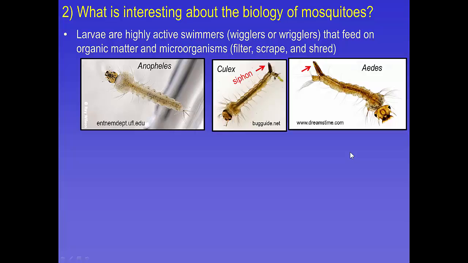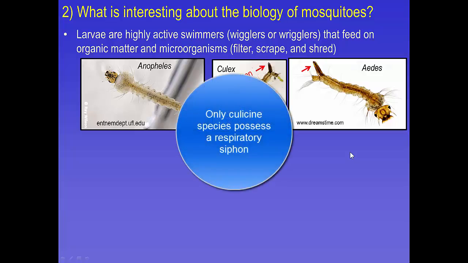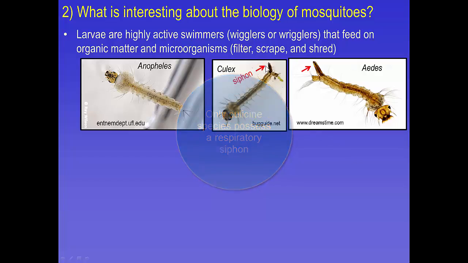They can use their mouth parts to generate water currents and filter food, or to scrape and shred food off of surfaces. At the larval stage, you can often distinguish Anopheline species from Culecine species by the presence or absence of a respiratory siphon. The respiratory siphon is indicated on this slide by the red arrows, and it is only found in Culecine species. The Anopheline species lack this siphon, as you can see from the example on the left.